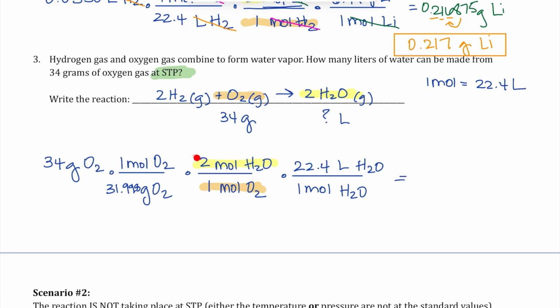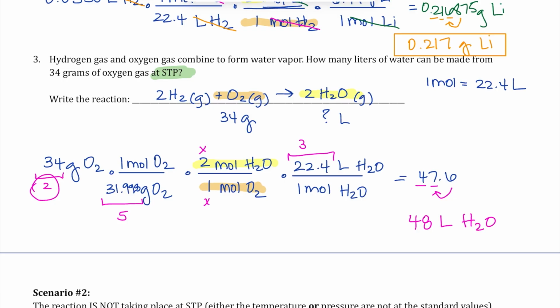Remember, we are multiplying anything in the numerator and then we divide by everything in the denominator. I got 47.6, and let's look at our sig figs. We've got 2 sig figs from my given, 5 sig figs in that molar mass. Our mole ratio doesn't have sig figs, and 3 sig figs in that conversion factor. So 2 sig figs is our least amount of sig figs, so we're going to round to the nearest whole number. And so that means that 47.6 is going to round up to 48. We need to include units, liters of H2O, and what our chemical is.